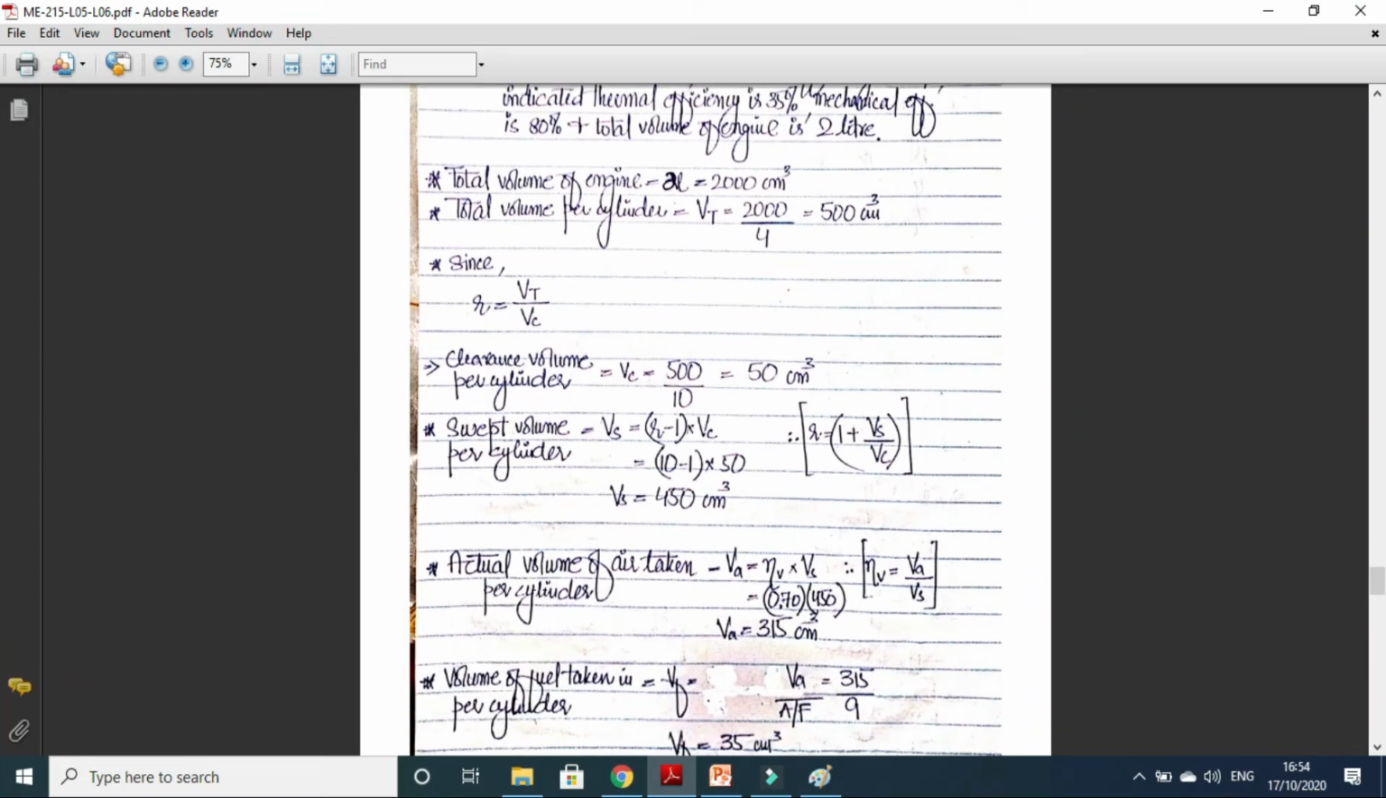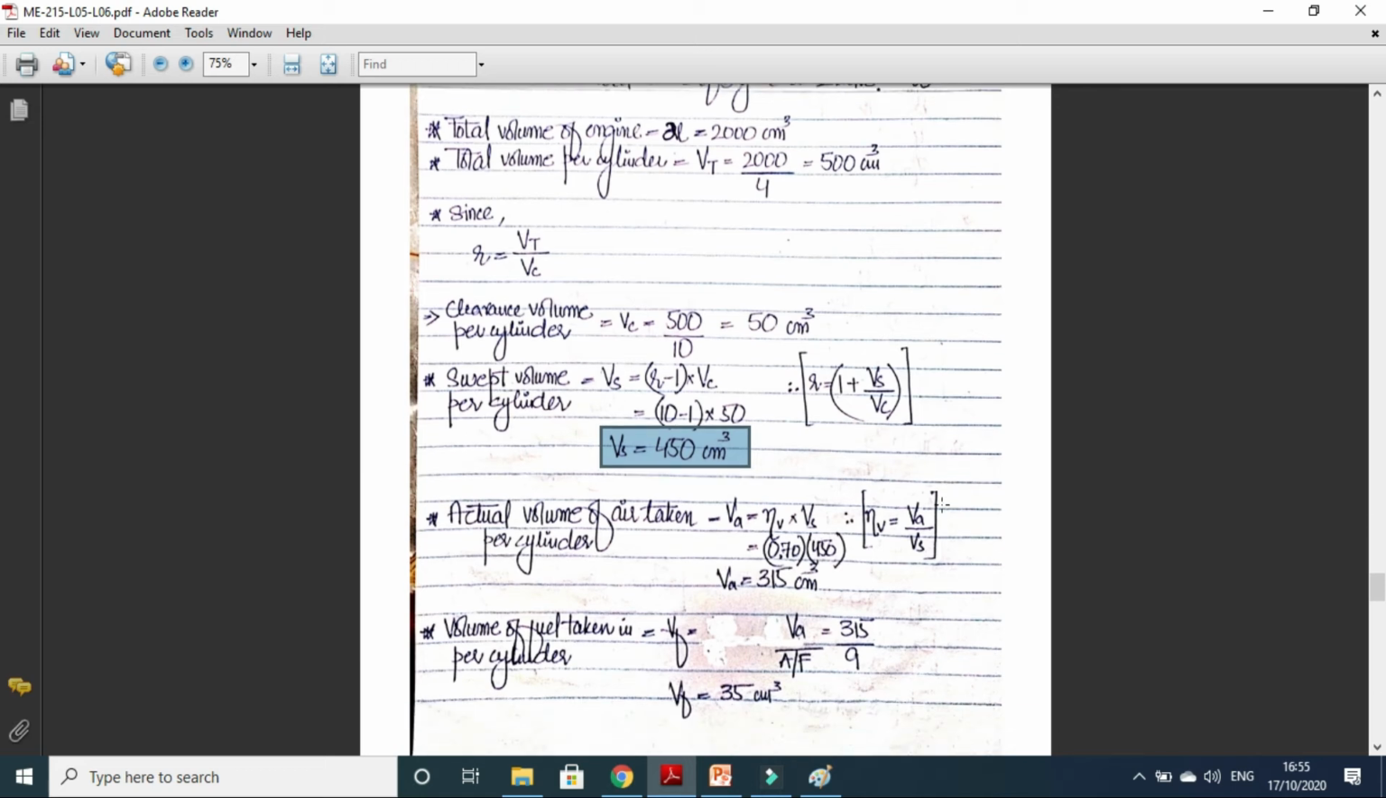Now we can find the actual volume of air taken per cylinder with the help of the volumetric efficiency, because volumetric efficiency formula is actual volume of air divided by swept volume. Swept volume is in the divide, so it will be multiplied with the volumetric efficiency, then you will get the actual volume of air. So this is the maximum air which can be drawn into the cylinder, 450 centimeter cube, and actually since the volumetric efficiency is 70%, the air which is going into the cylinder is 315 centimeter cube.